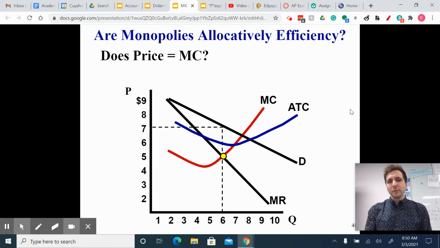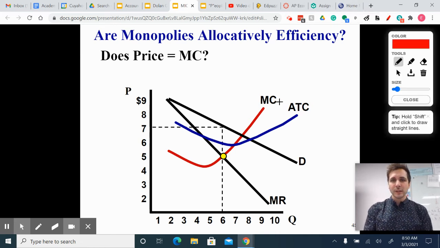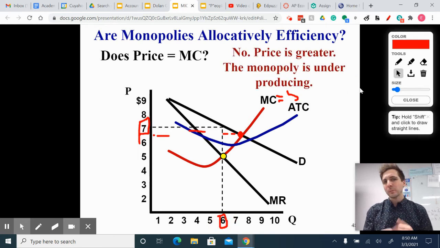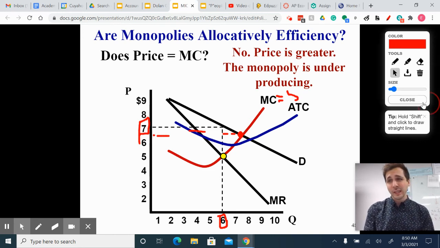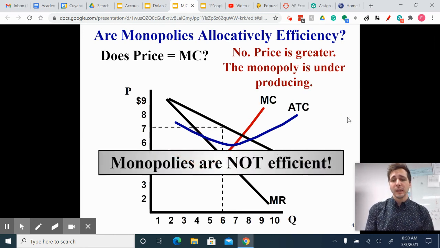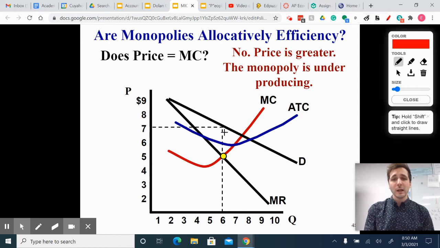They're not allocatively efficient because supply does not equal demand. Sneaky supply, marginal cost, and demand intersect right here. We should be charging a price of like $6.50, but we're not. We're charging a higher price of $7 and producing a lower quantity of 6. So we're not allocatively efficient either. Price is greater and we're underproducing. So inefficient across the board. And on here, you can identify deadweight loss, which is just going to be this little triangle right here. The difference between where I want to be, sneaky supply and demand, and where I'm at, MR equals MC.